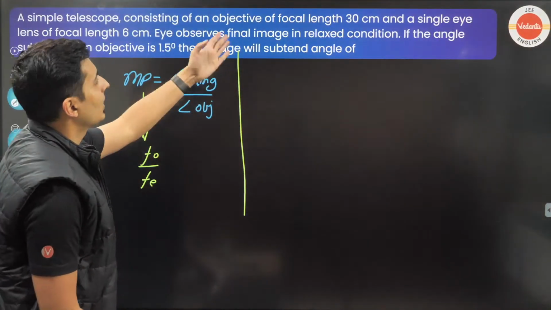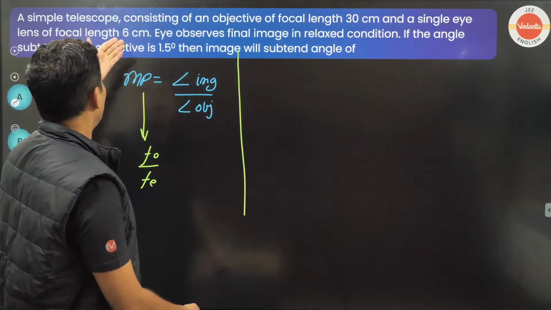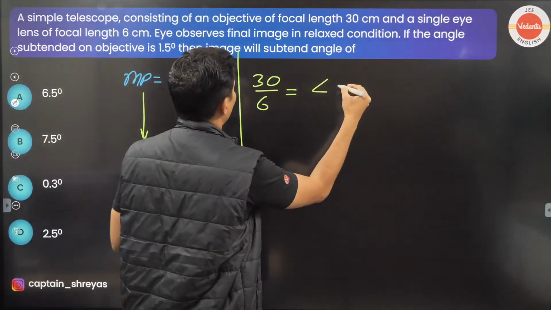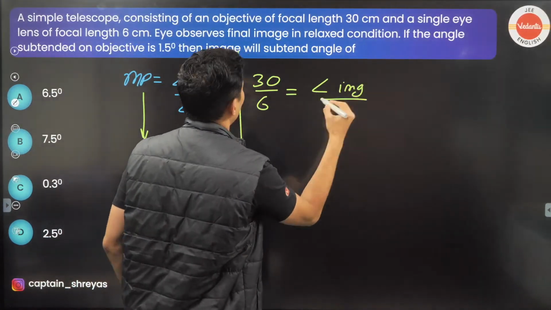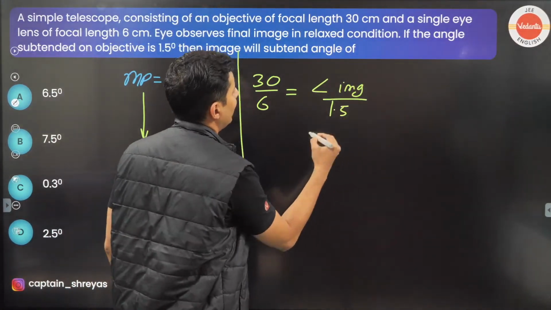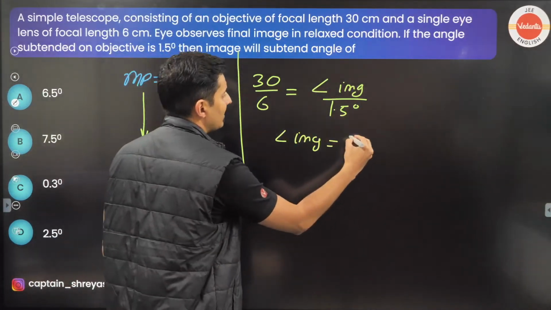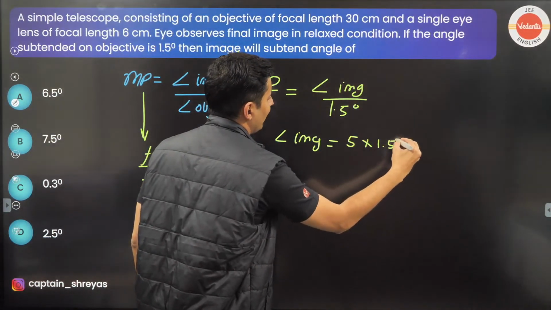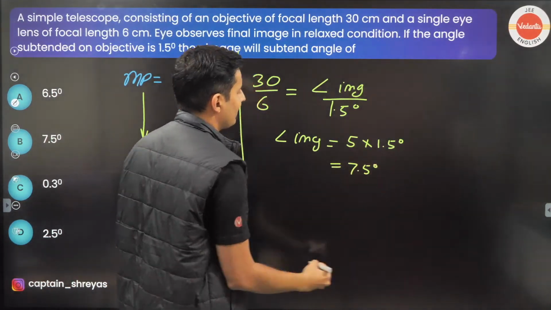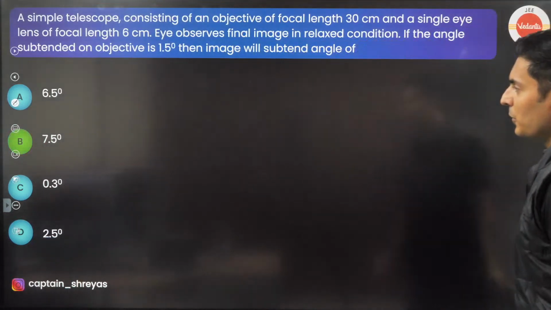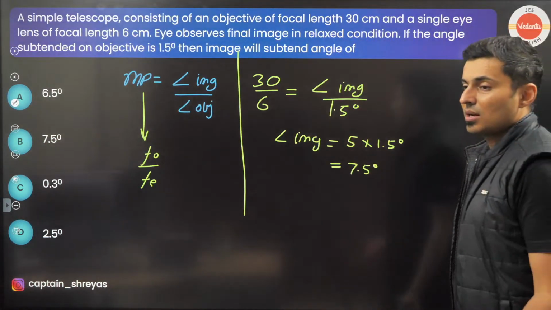f0 by fe. We can see over here it's 30 and 6. So 30 by 6 is the angle subtended by the image upon the angle subtended by the object, which is 1.5 degrees. So the angle subtended by the image will be 30 by 6, which is 5, into 1.5 degrees, which is 7.5 degrees. That's it. That's the answer, guys. Perfecto. Simple questions.